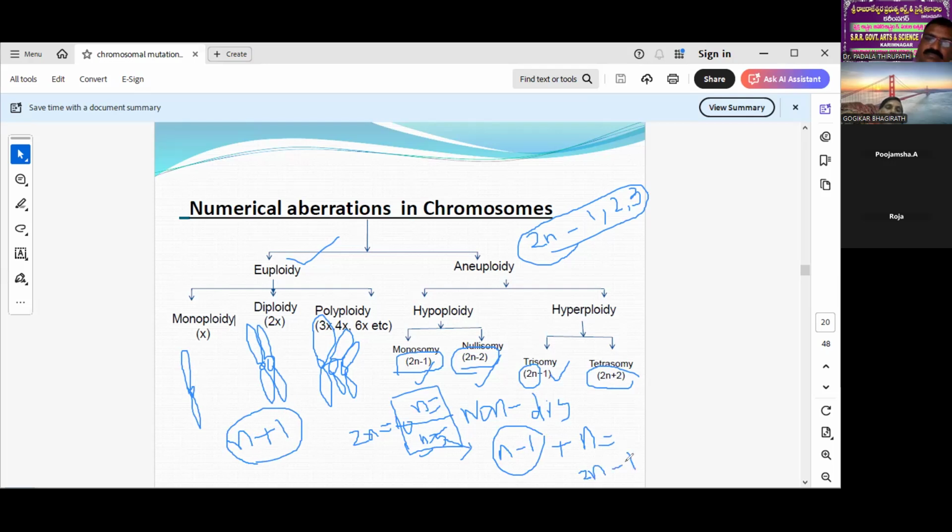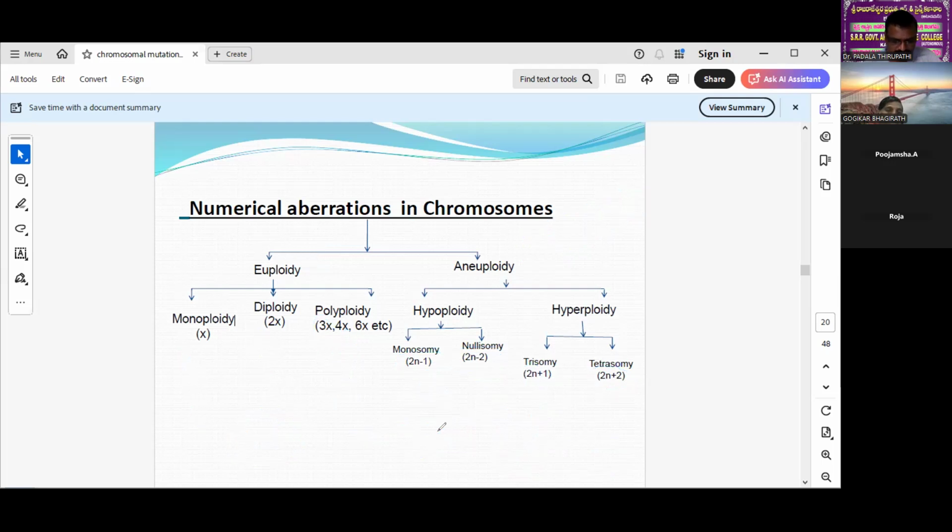So this type of condition generally we can see in some crop plants, and in human beings also. Some genetic disorders we studied in the zoology subject, that is Turner syndrome, Klinefelter syndrome, Patau syndrome. So many genetic disorders indicate the aneuploidy conditions. So I think you understood the numerical aberrations in chromosomes, euploidy and aneuploidy.